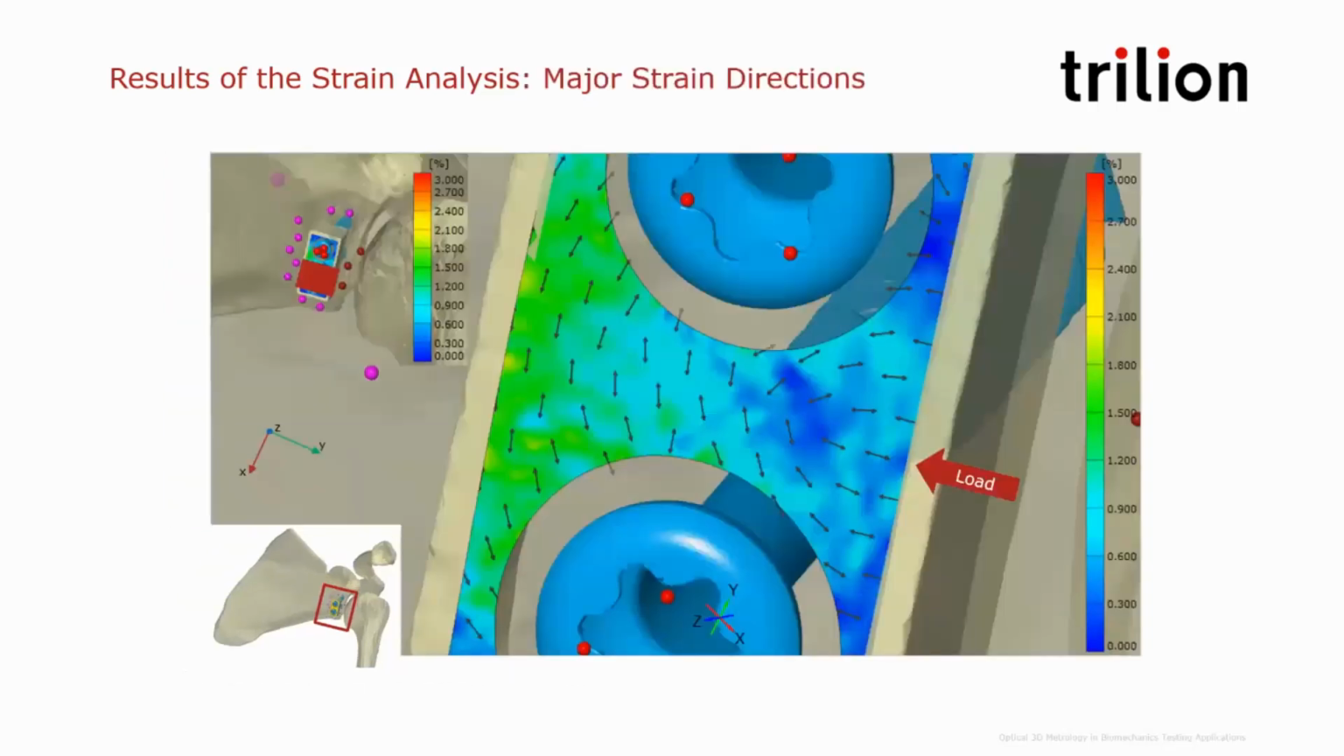Another way our software can visualize the results is to look at the major strain direction arrows that allow us to see the flow of strain. This is really, really cool. You can see the compressive deformation where we have the punch transferring the load onto the bone segment. And then on the other side, the opposite side of the bone, where the failure occurs, we can watch the flow build up and concentrate right there during the progress of our test.